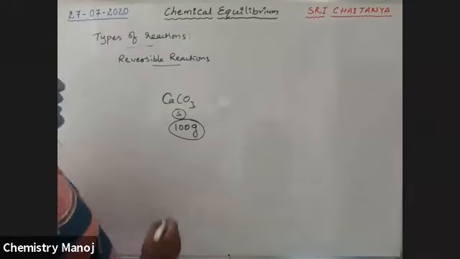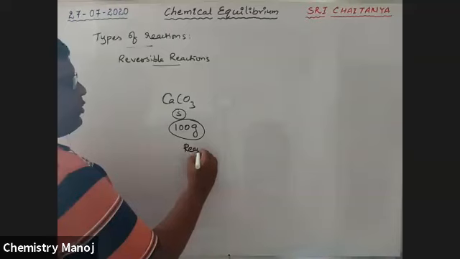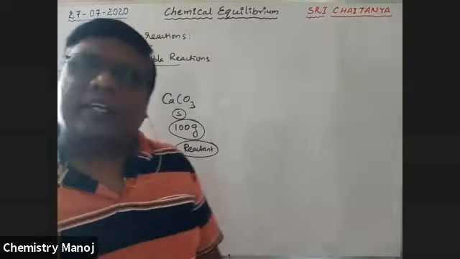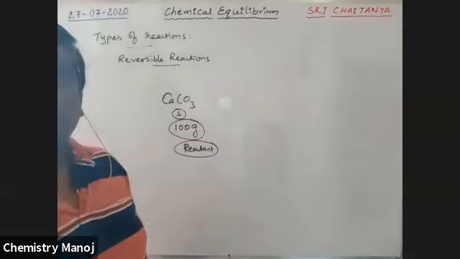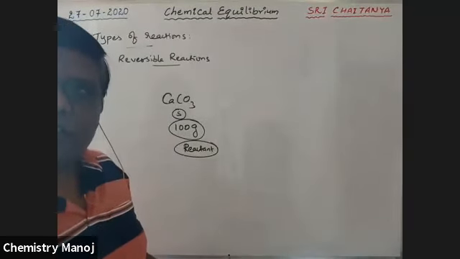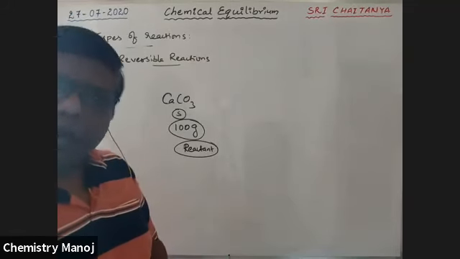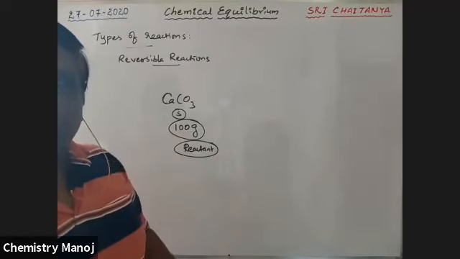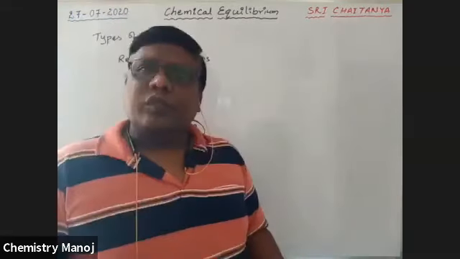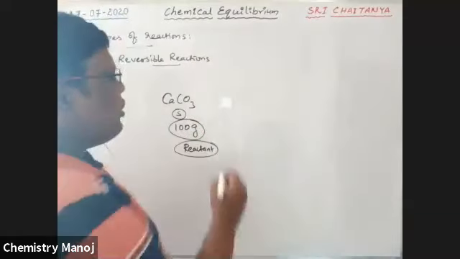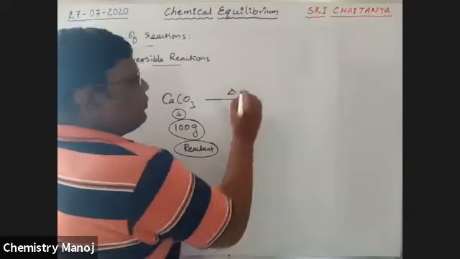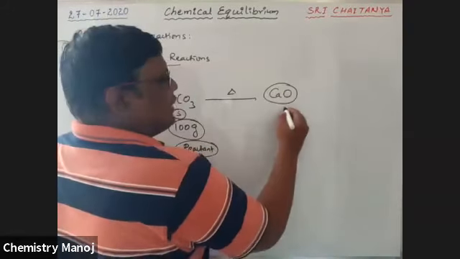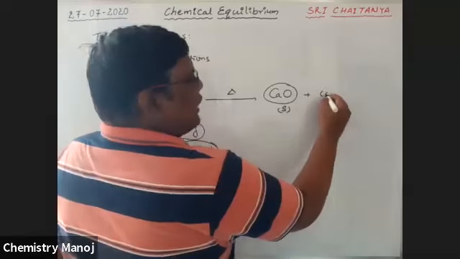Now this one is taken as the reactant. How much reactant is actually there? 100 grams is there. Now I started heating it. During heating, a fraction of this CaCO3 is converted into CaO and CO2. It is going to dissociate. On heating, this CaCO3 is converted into CaO solid and CO2 gas.